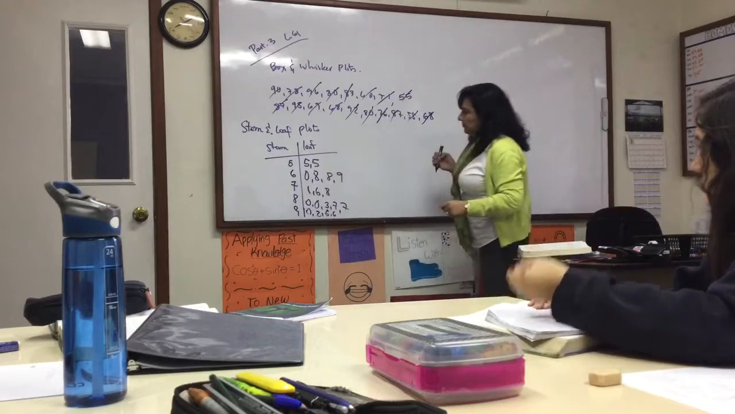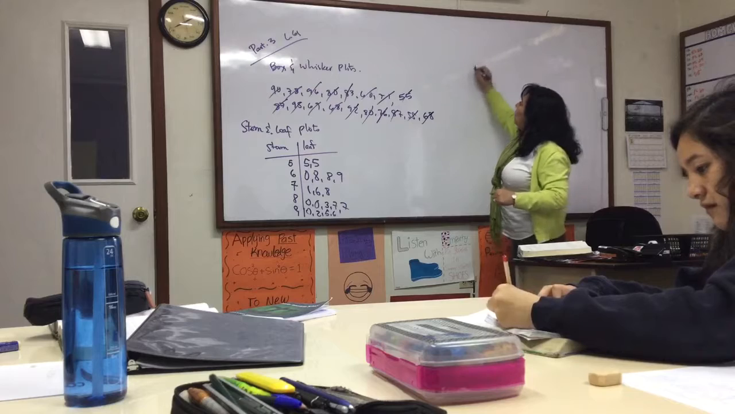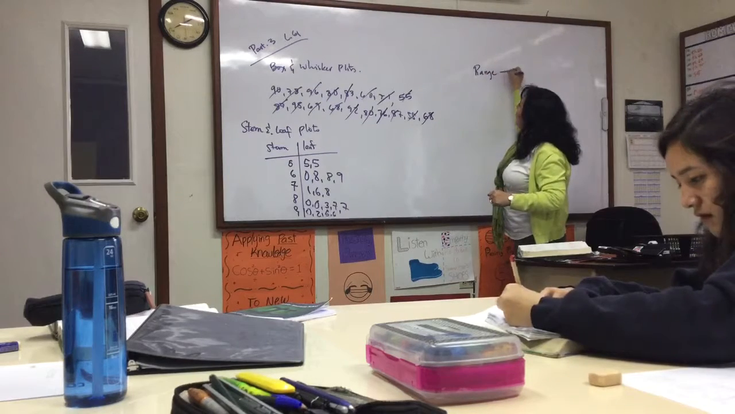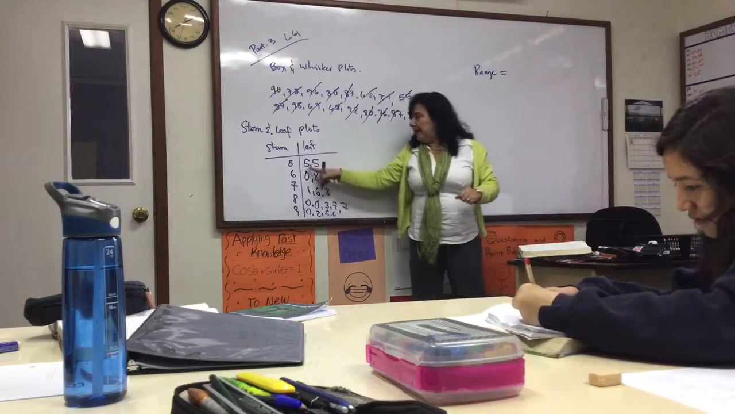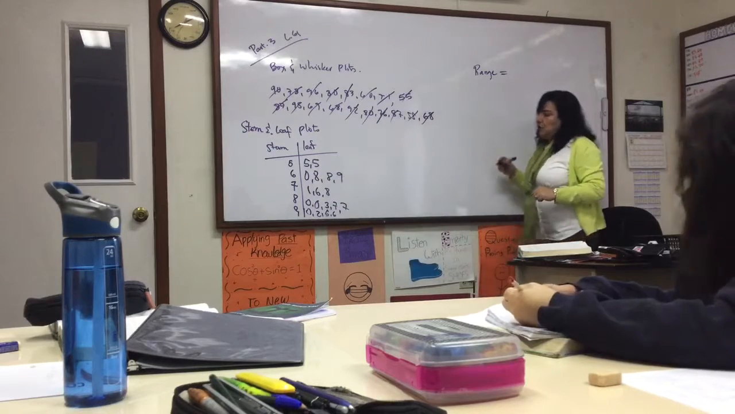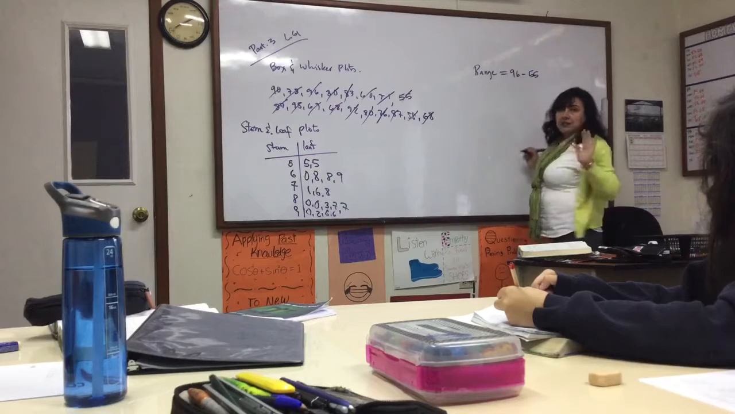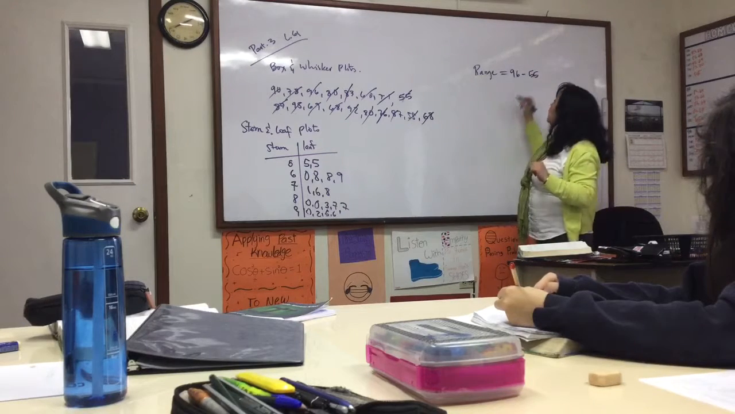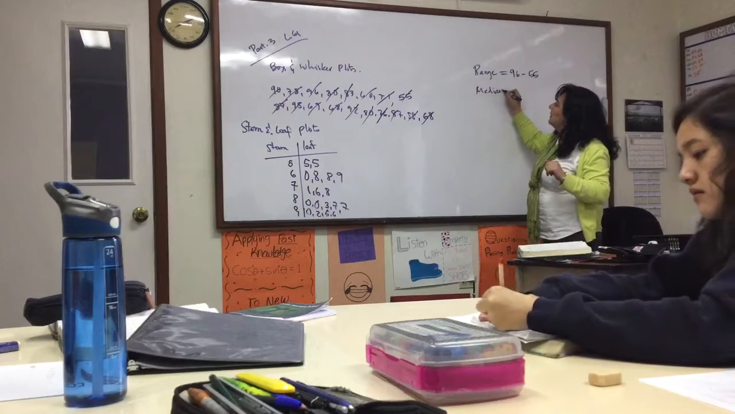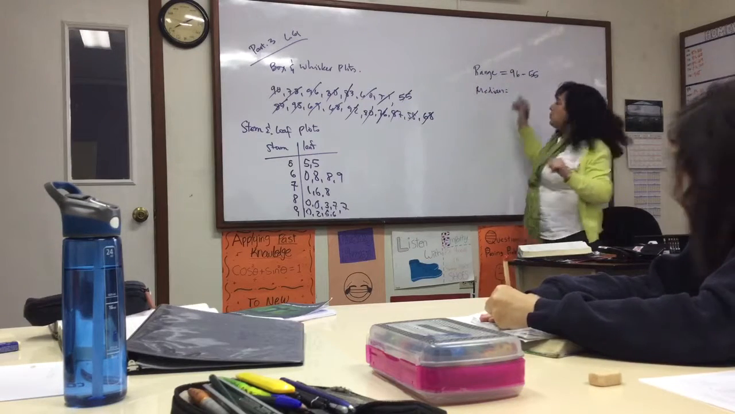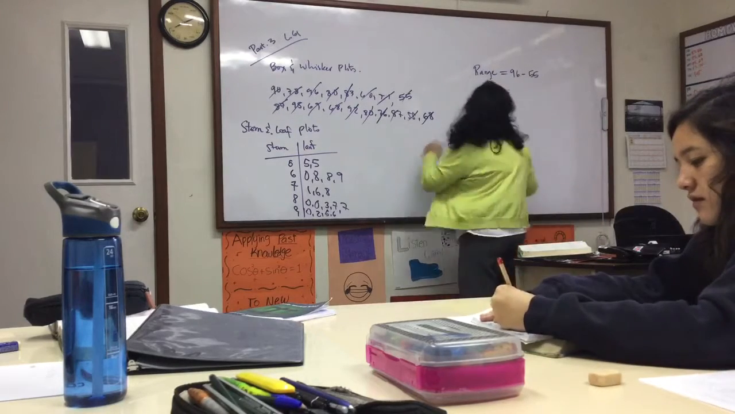Now, what would be the range? Once you have it like this, what would be the range? It's the biggest one minus the smallest one. So it's going to be 96 minus 55. Easily seen with that. What would be the median? The middle number. Actually, let me do the median last. That way I can jump to quartiles.